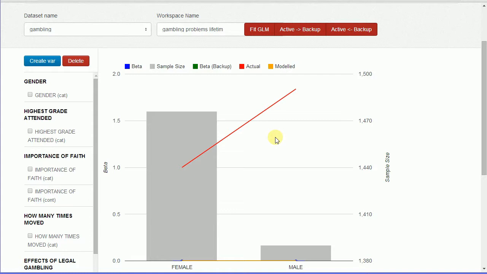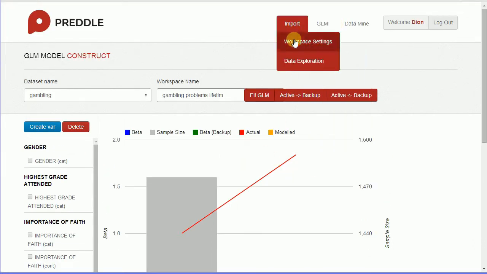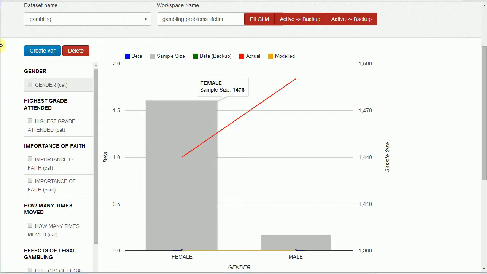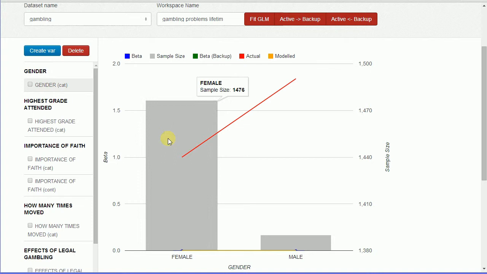In the GLM construct page, choose your dataset, choose the workspace from the dataset that you're interested in modeling, and then begin modeling from there. If you ever forget what the settings for the workspace were, you can just go back to the workspace settings page and take a look, and then come back to GLM model construct. The predictors are along the left hand side here, and the chart is in the middle. Let's look at the gender predictor by clicking on it and talk through the chart.